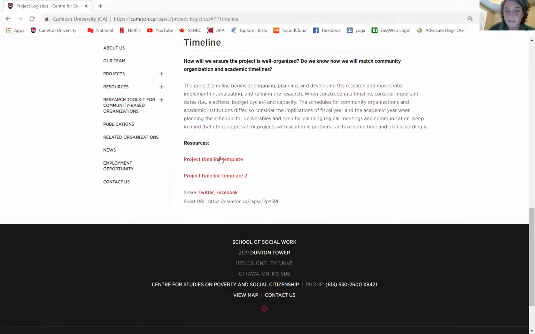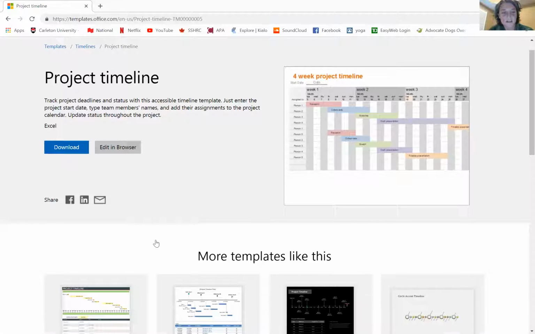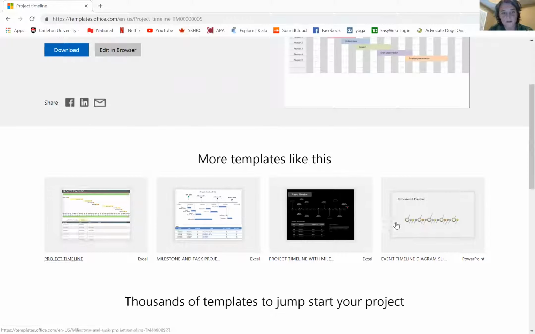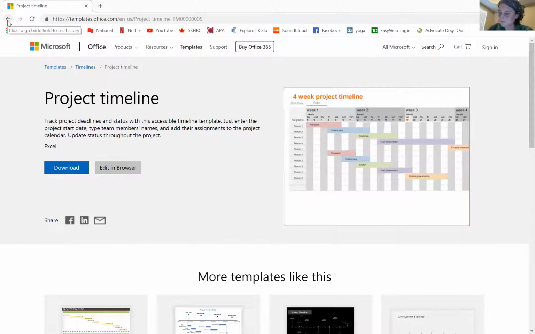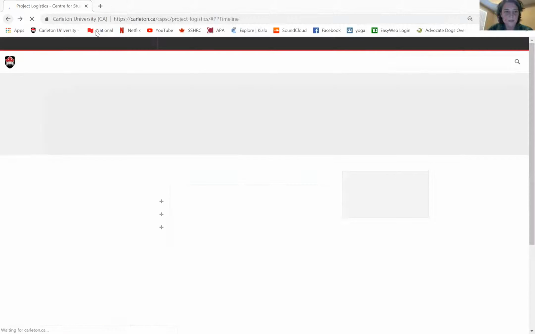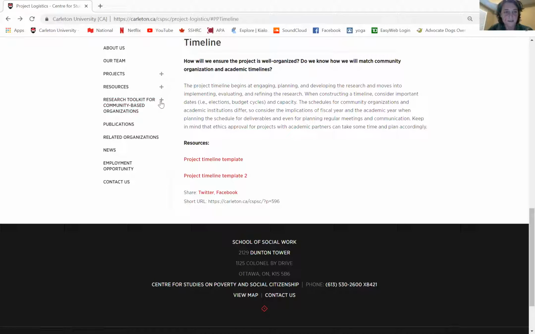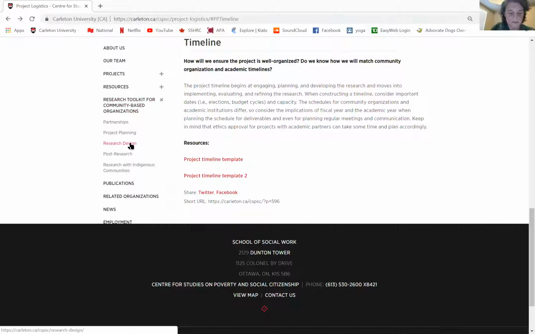And there's a very practical project timeline template here, which you can download and use in Excel, and they have one for PowerPoint as well. The different ways to keep organized. All right, so I'm now just going to go over to the research design section.